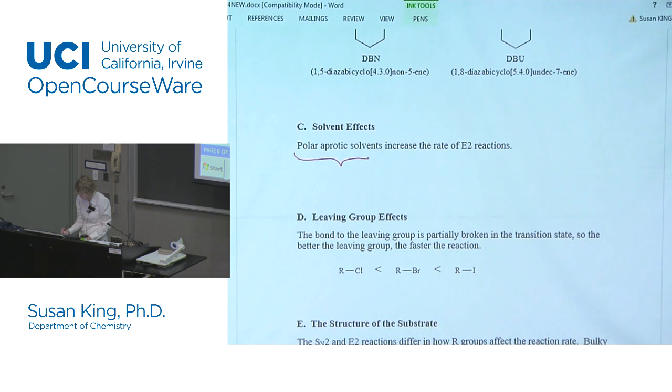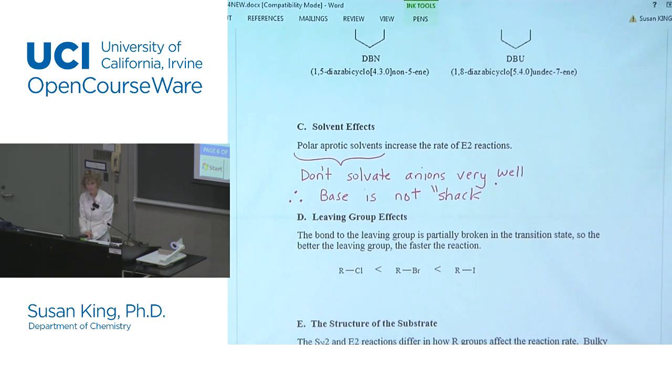Why do polar aprotic solvents increase the rate of E2 reactions? They don't solvate anions very well. Therefore, the base is not, well, one way to say this is shackled. If it's very strongly solvated, it's going to have trouble getting in there to remove that beta hydrogen. In order to remove the beta hydrogen, it has to move the solvent that's in between it and the beta hydrogen. It's easy to do in a polar aprotic solvent, not as easy in a polar protic solvent. So it's not shackled with solvent and is more free to react.